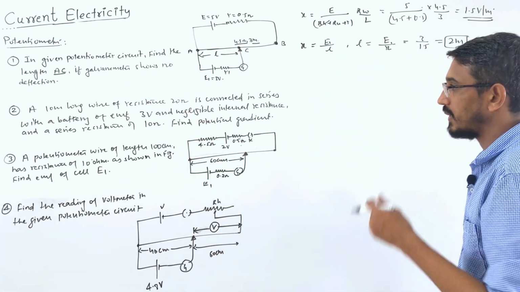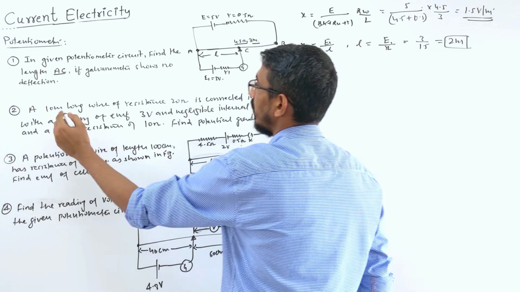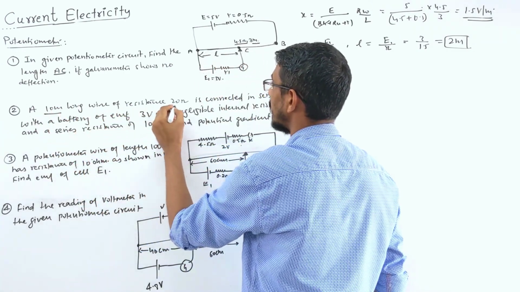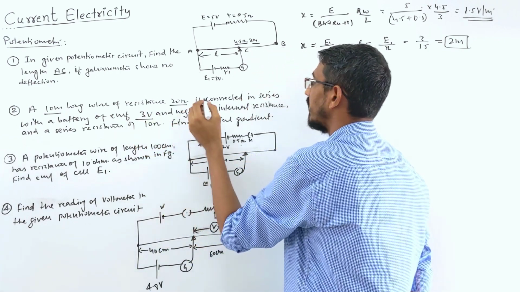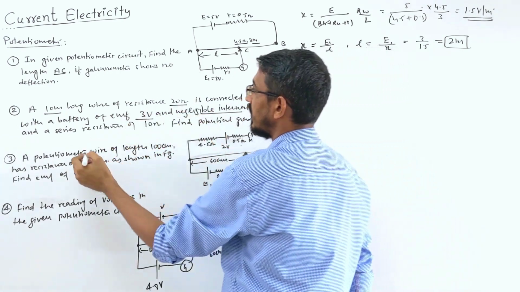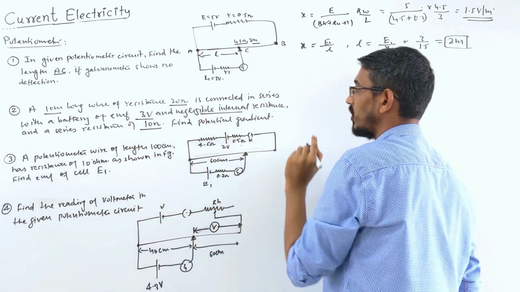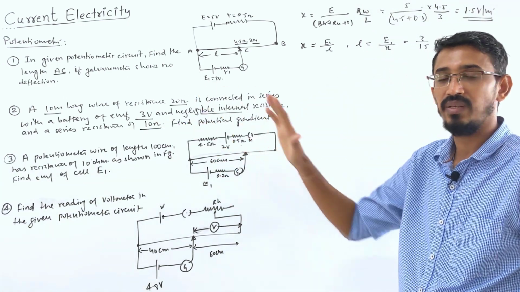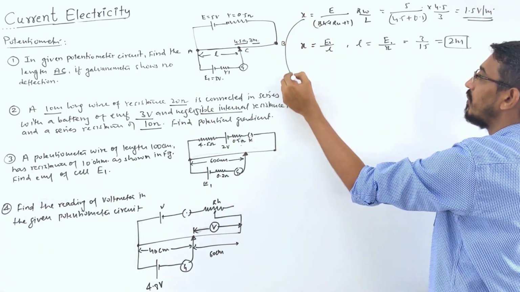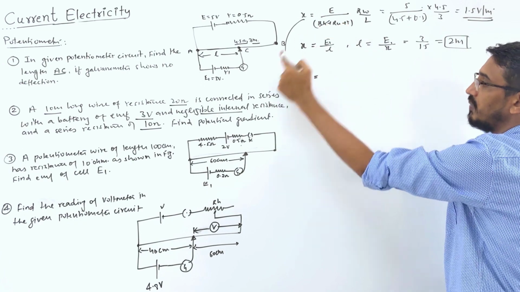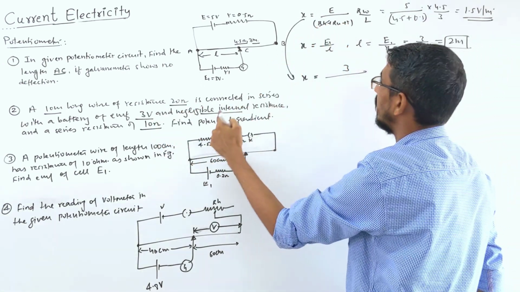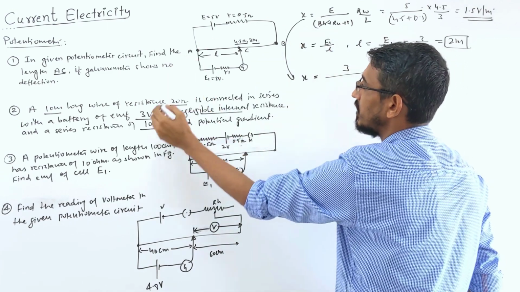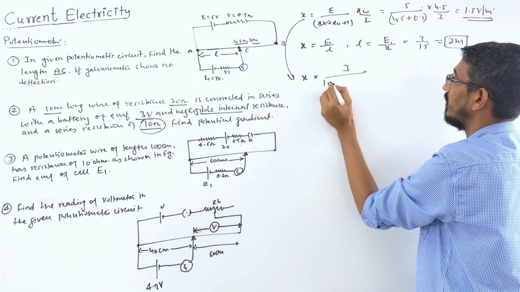See the next question. A 10 meter long wire of resistance 20 ohm is connected in series with a battery of EMF 3 volt and negligible internal resistance, and a series resistance of about 10 ohm. Find the potential gradient. So this is a direct question, just finding the potential gradient. The same formula I am writing here. The EMF is given as 3 volt, done. The resistance of the rheostat or series resistance is given as 10 ohm.